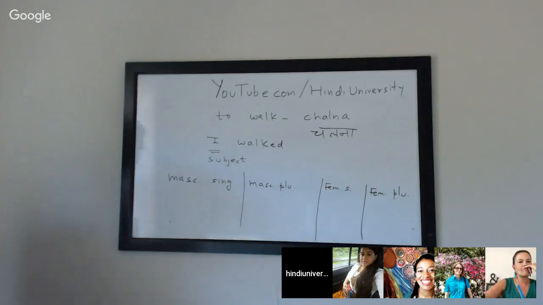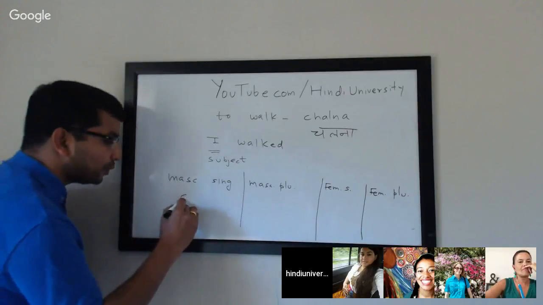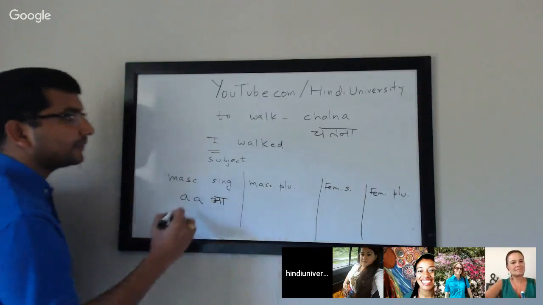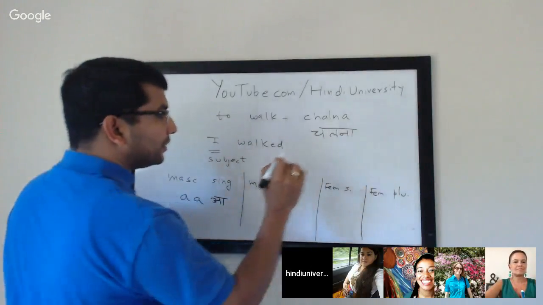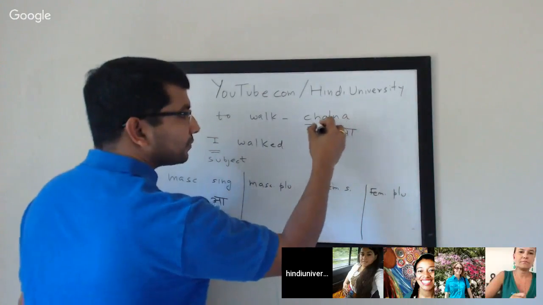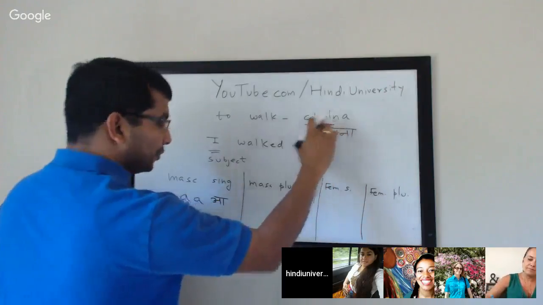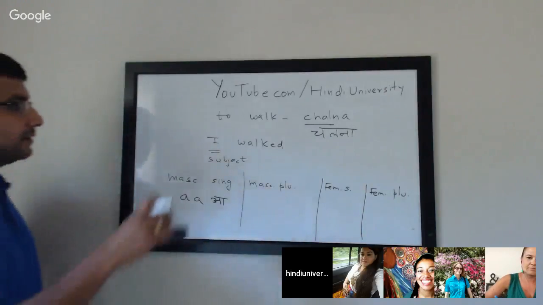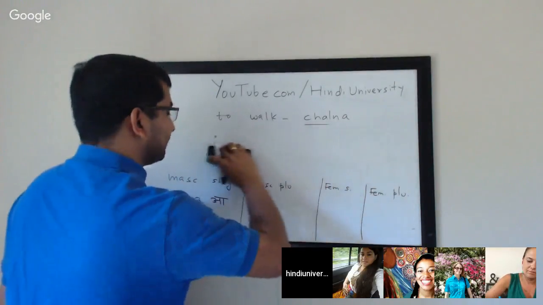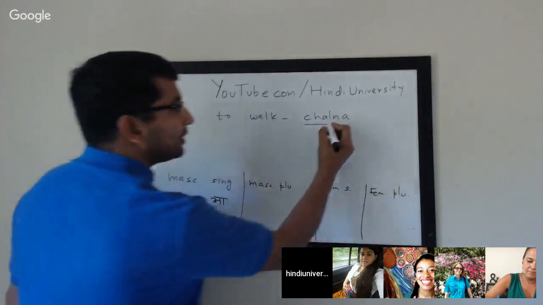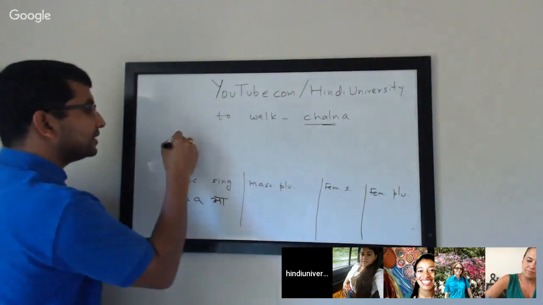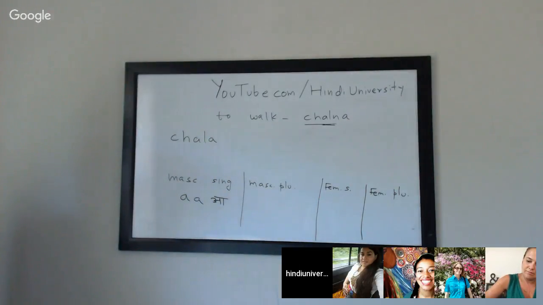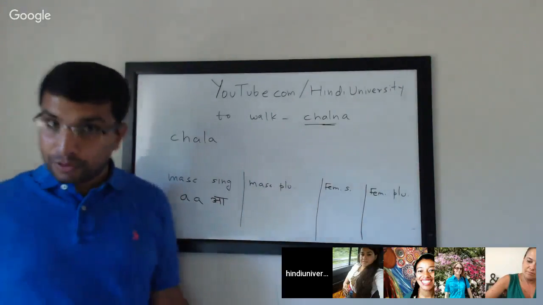So as I mentioned, if your subject is masculine singular, you will put a at the end of the root of the word. So what you do is you have chalna. So your root is this one, chal. So you will put chal and then a at the end, which makes it, so your root is this part, chal, and you will put a at the end. So you will say मैं चला. Okay, I walked.